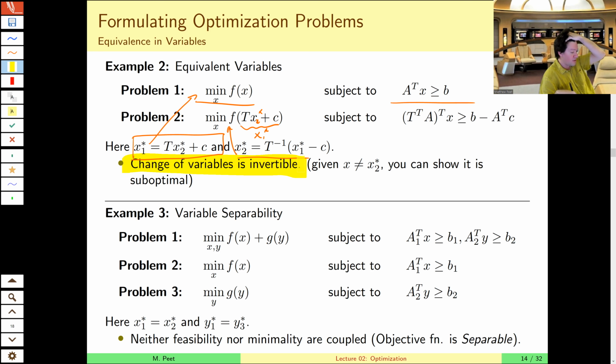So there's another trick, which is separation of variables. Variable separability. For example, here we have two variables, x and y, and the objective function is a combination of a function of variable 1 and variable 2, but they're not coupled together in any way.